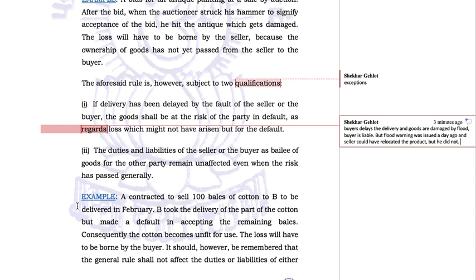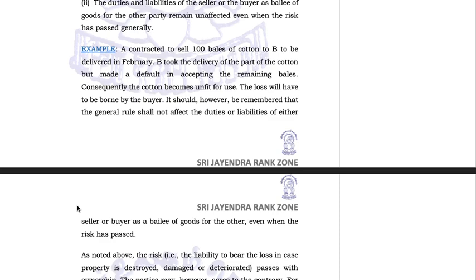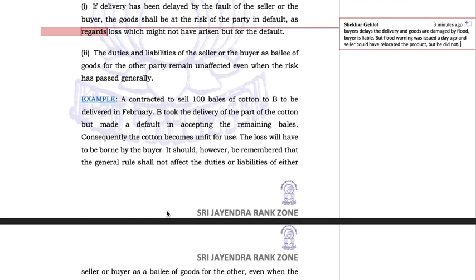Okay. It should, however, be remembered that the general rule shall not affect the duties or liabilities of either seller or buyer as a bailee of goods, even when the risk has passed. Now in this case, if the seller could have stopped the bales from perishing, if he could have used some chemical or some disinfectant which he is applying on other bales as well, but not on the bales of the buyer, then the seller shall be liable.